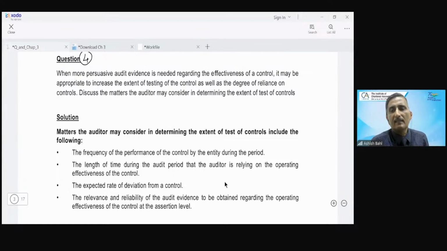So again, students, like this question, question number 4, again a similar type of question we have done just now.